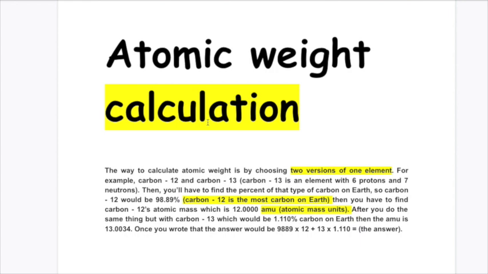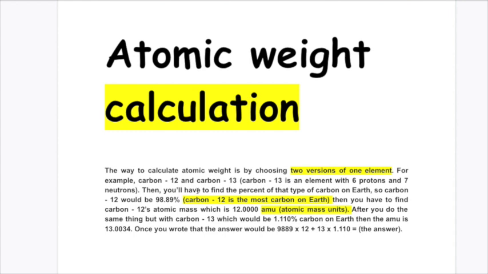So the way to calculate atomic weight is by choosing two versions of one element. So we could have carbon 12 and carbon 14, but I wanted to do carbon 12 and carbon 13. By the way, if you're wondering what carbon 13 is, it's an element with 6 protons and 7 neutrons. Then you'll have to find the percentage of that type of carbon on Earth.